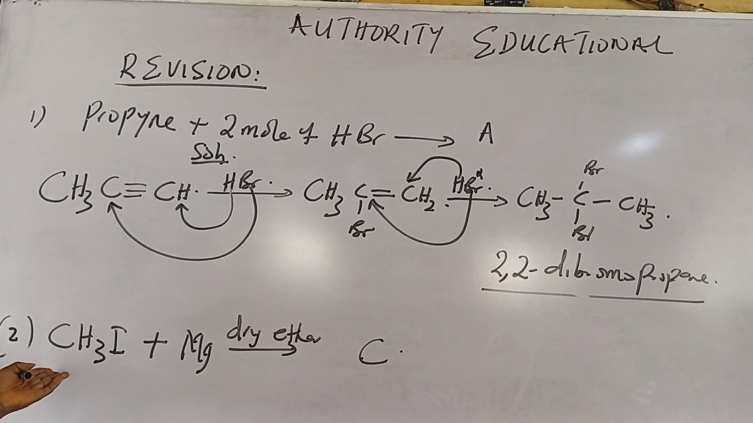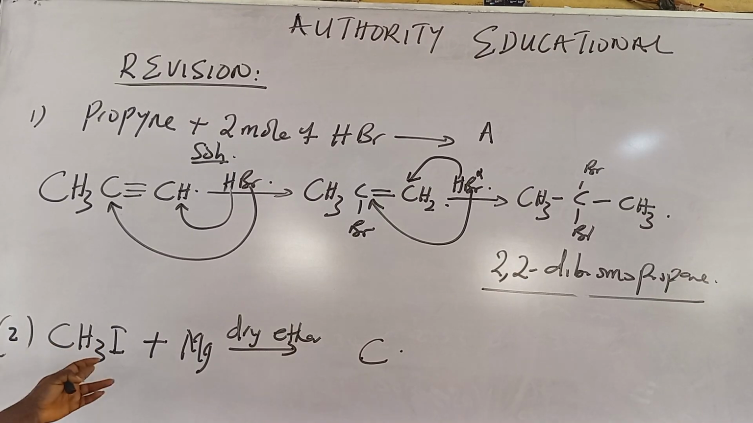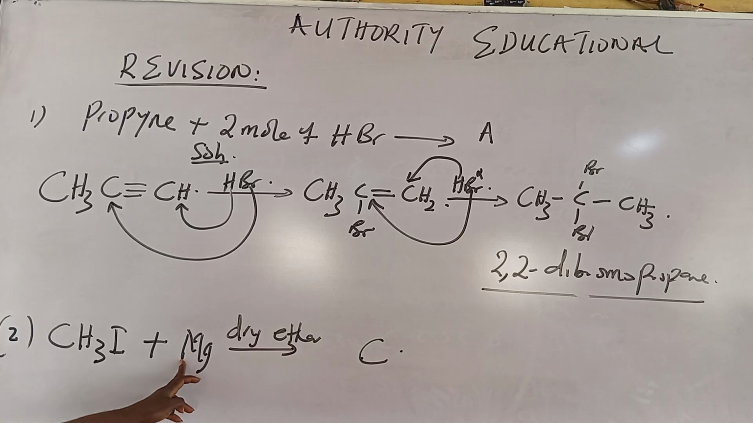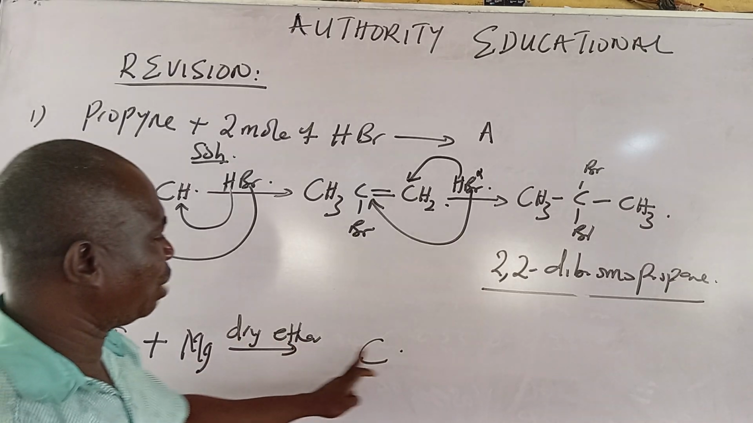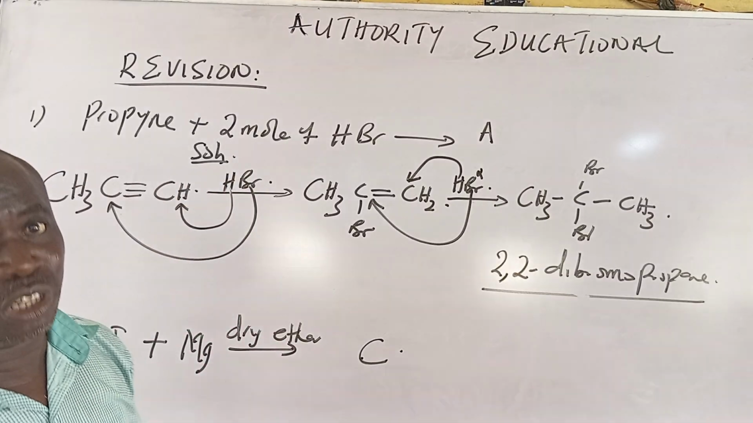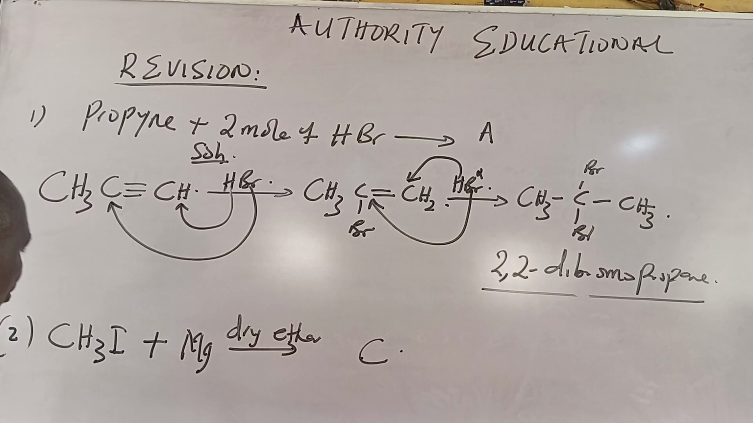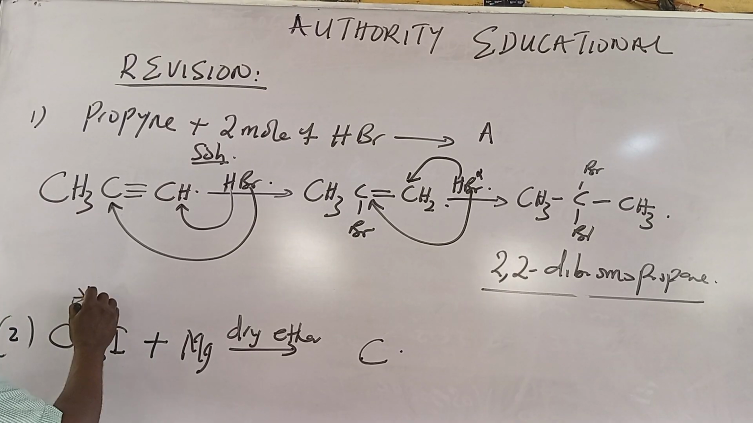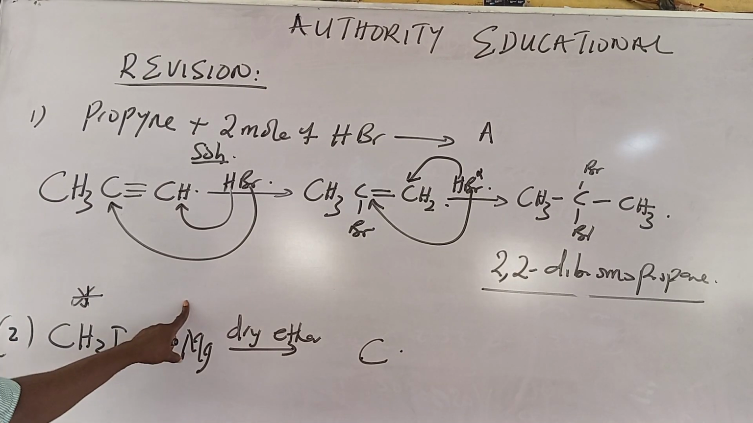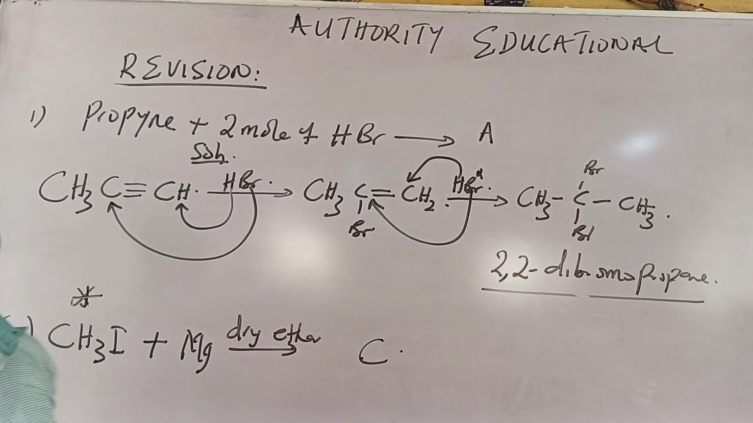Our second question reads: iodomethane plus magnesium in the presence of dry ether gives C. What is C? What does C represent? Class, you should know that this is an haloalkane. Haloalkane reacts with magnesium in ether. That gives us what? Grignard reagent.